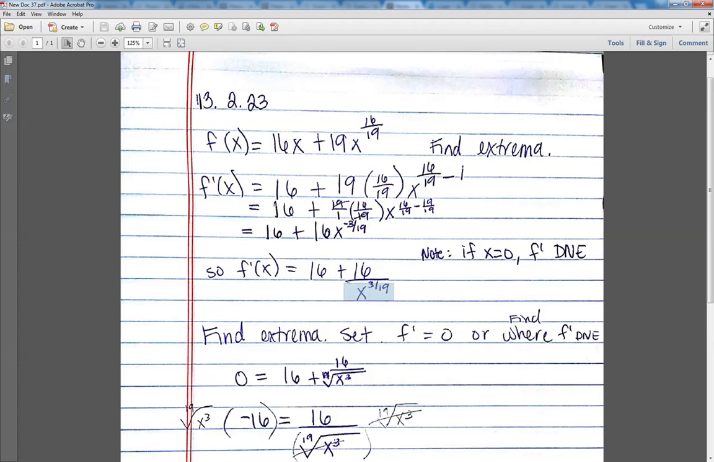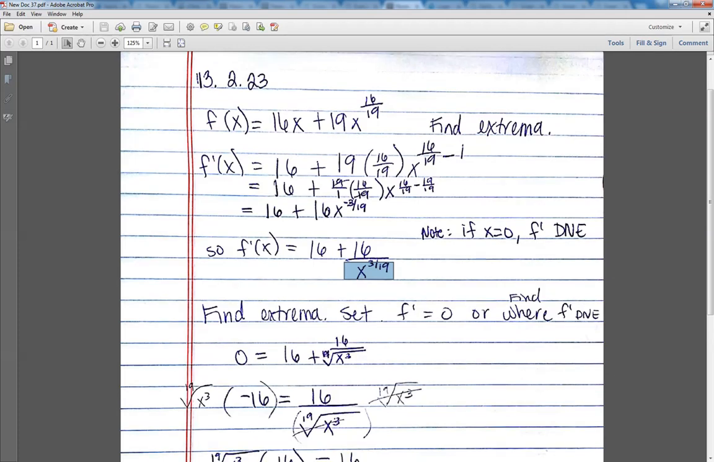Well, if x itself was equal to 0, that right there is going to be a possible critical number. And that, again, is where f prime doesn't exist. And then I also find where f prime is equal to 0, because that will also give me a critical number. So what you do is you set the derivative f prime equal to 0.